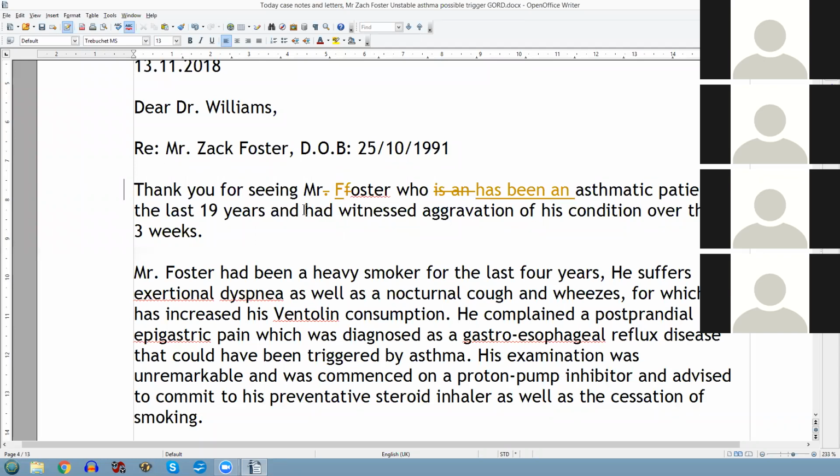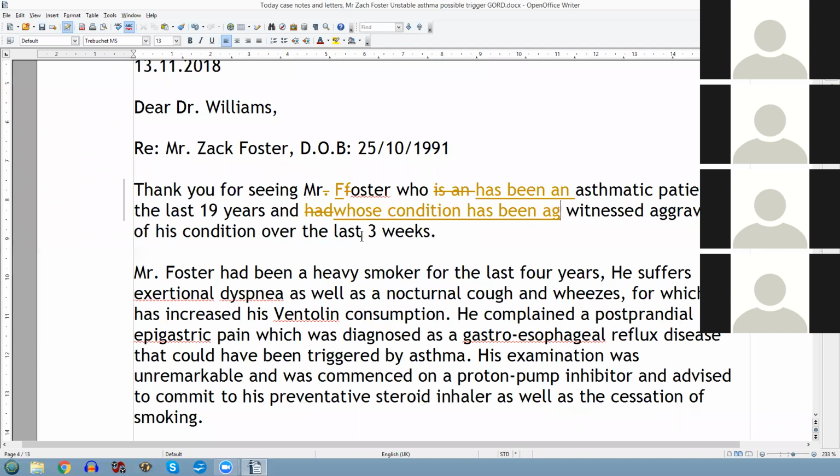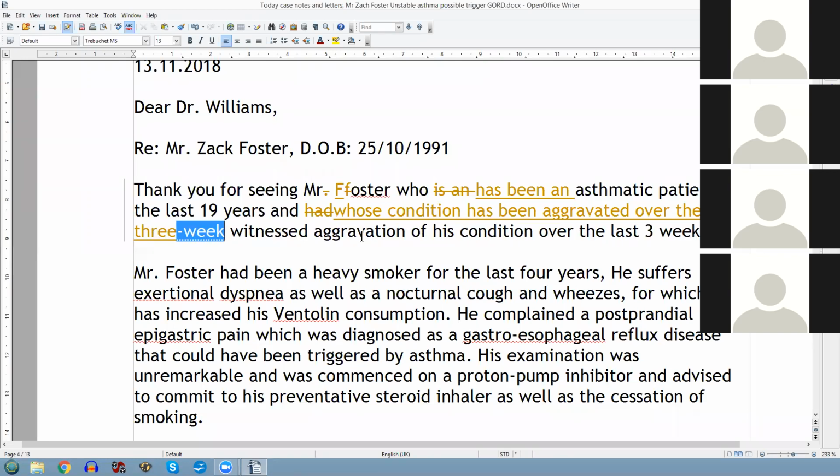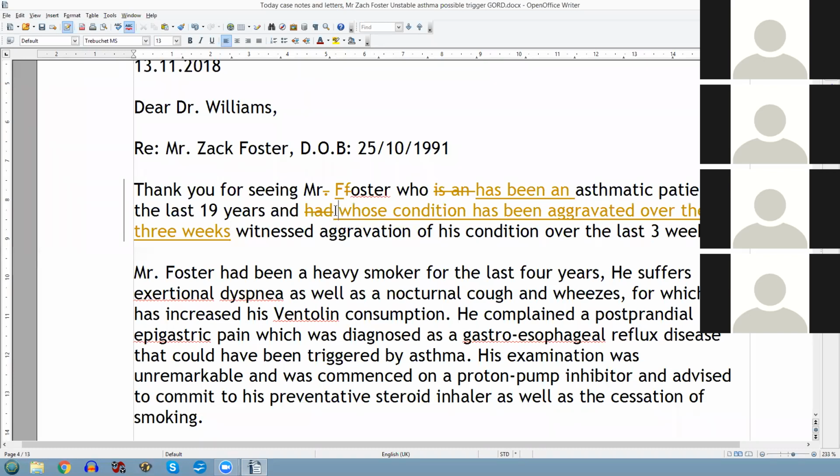So I would probably put in the relative pronoun. I would probably do something like this: and whose condition has been, if you want to use that word, aggravated over the last 3 weeks. Or you could say has worsened. And if you're going to do it, don't write 3, write it as a word. So I would probably say whose condition has been aggravated or whose condition has worsened.